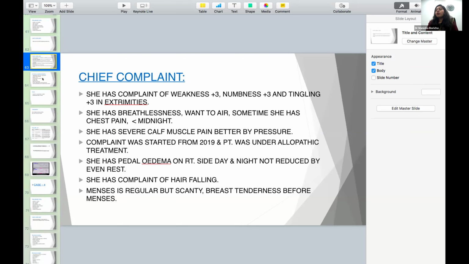The complaint started in 2019 and the patient was under allopathic treatment. She has pedal edema on the right side, day and night, not reduced even by rest. She complained of hair falling. Menses is regular but scanty, with breast tenderness before menses.